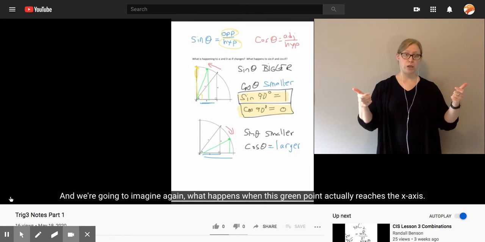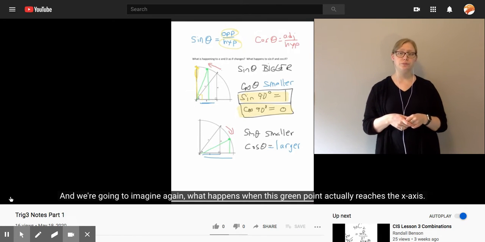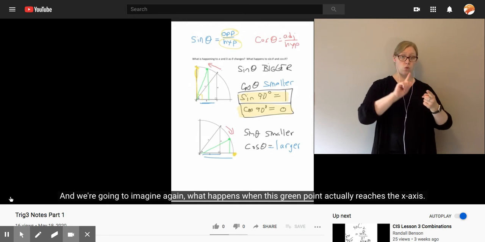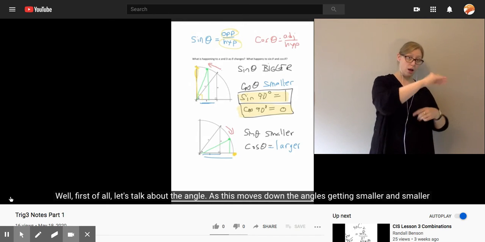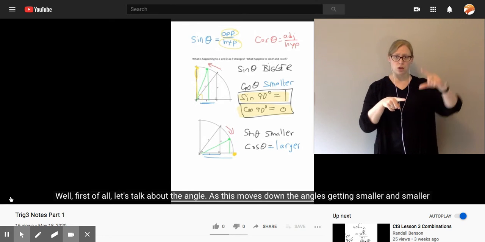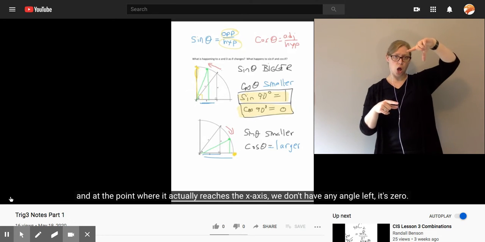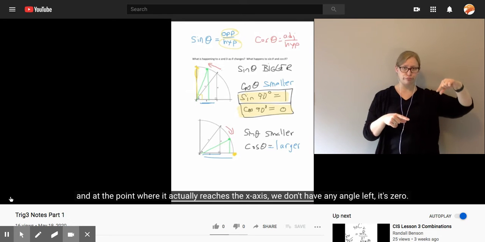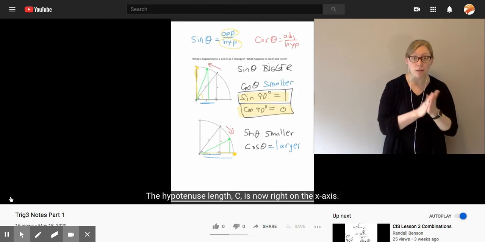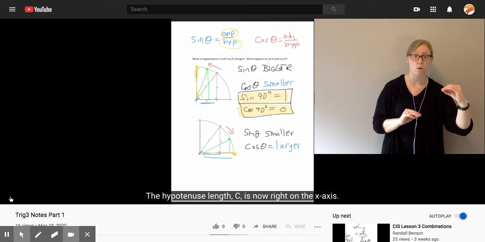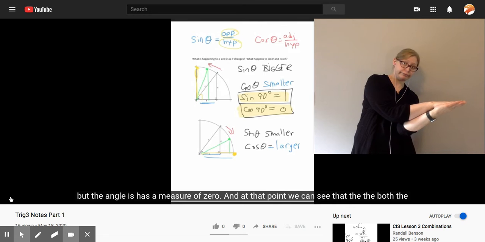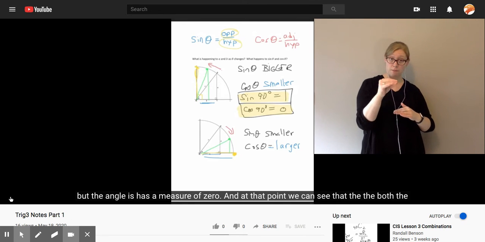Right? And we're going to imagine again what happens when this green point actually reaches the x-axis. Well, first of all, let's talk about the angle. As this moves down, the angle is getting smaller and smaller. And at the point where it actually reaches the x-axis, we don't have any angle left. It's 0. The hypotenuse length, C, is now right on the x-axis, so the triangle has an angle of 0. It's not a triangle, but the angle has a measure of 0.